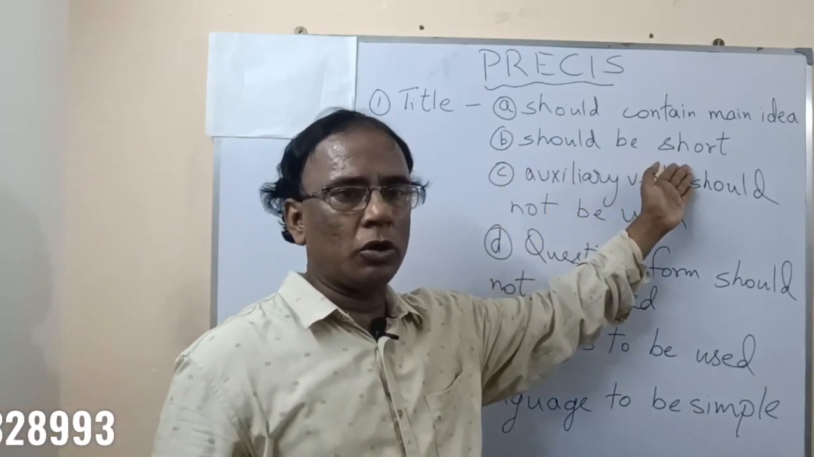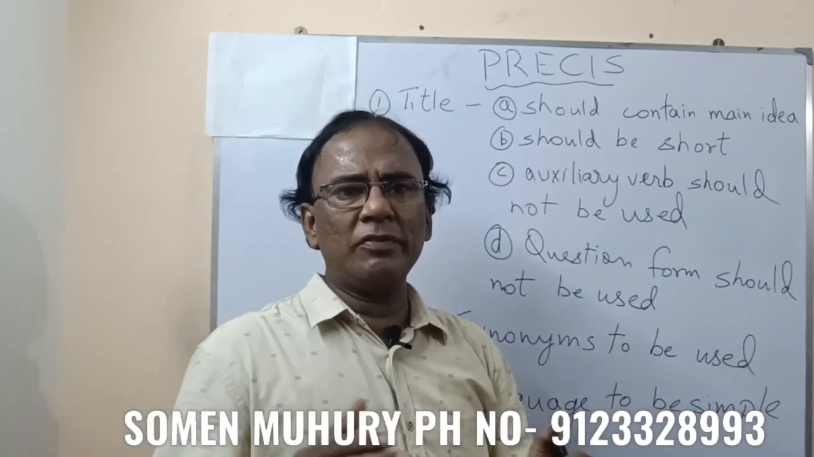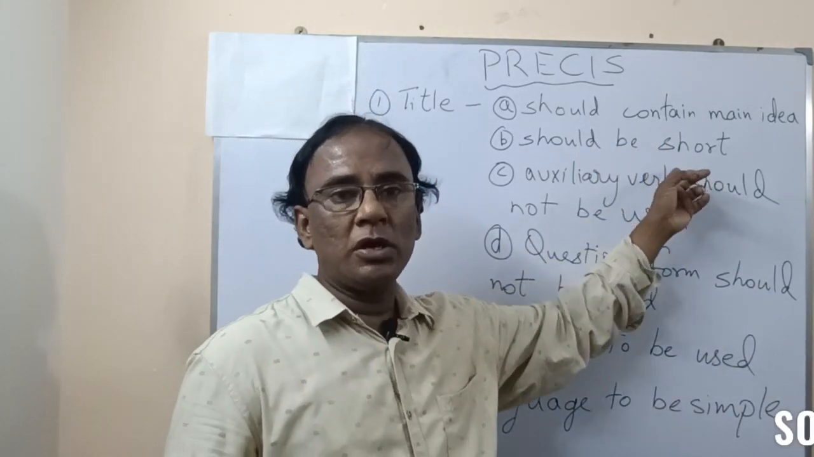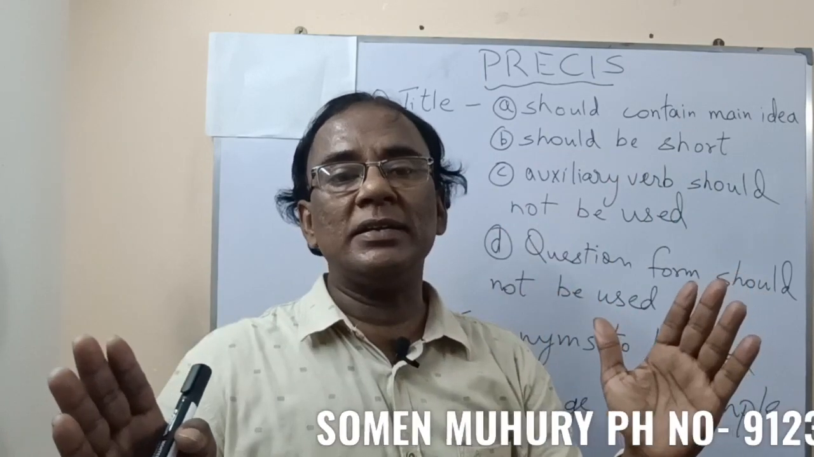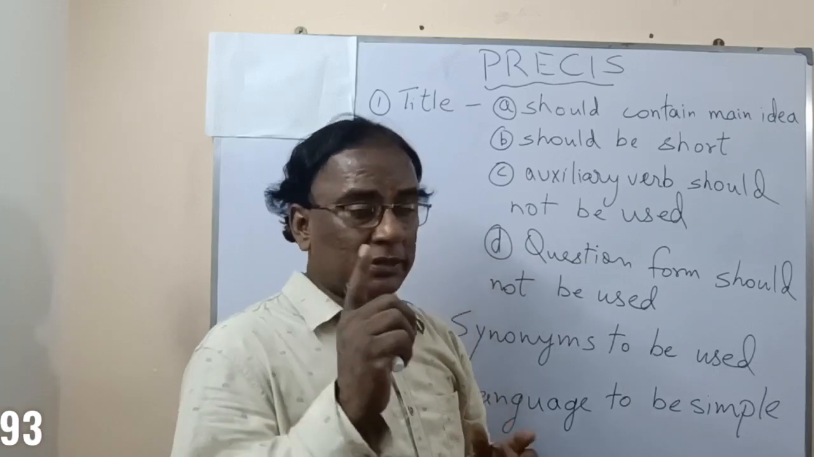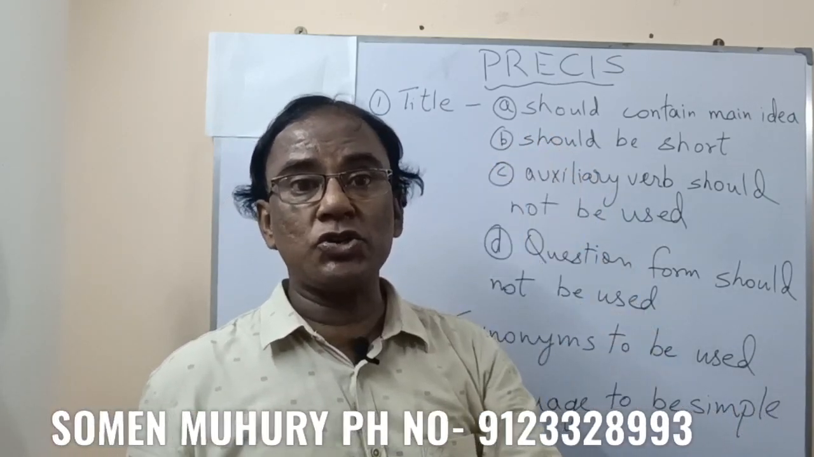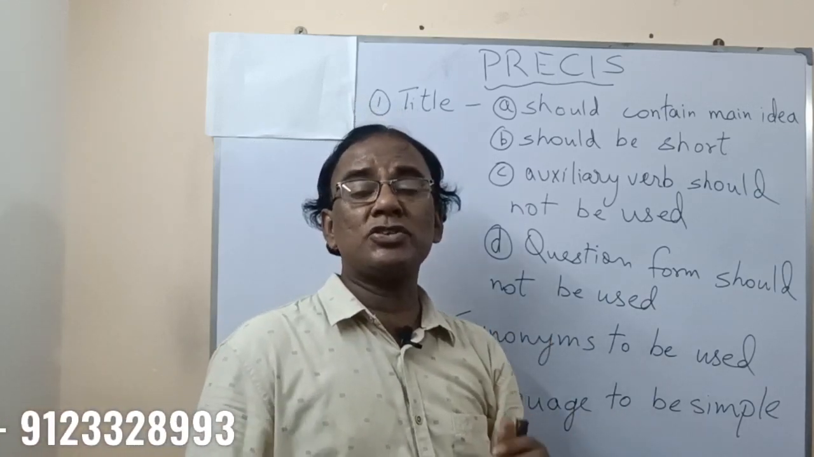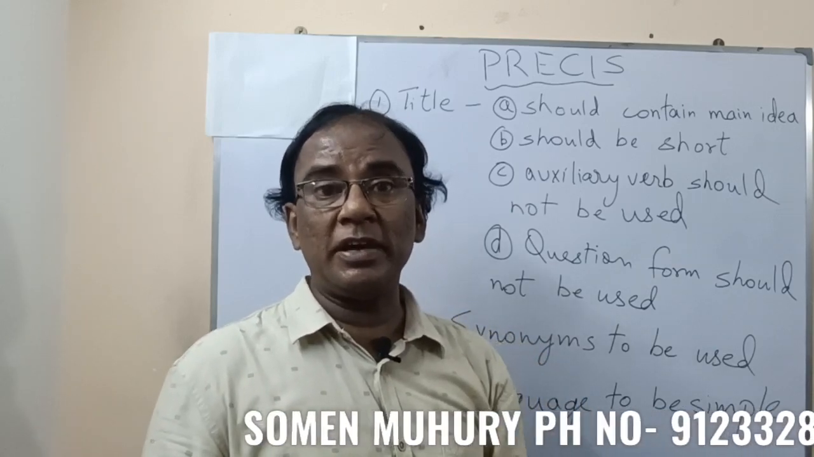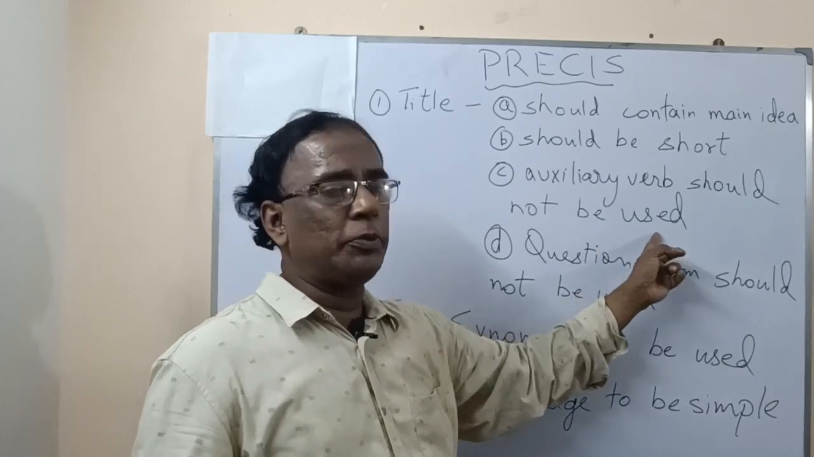Second point, should be short. There is no particular number of words that you have to follow, 4 or 5 or 6, not at all, but the title should be short. It should not be a full sentence. Okay? One other thing, should be short. I have not written that you have to write a short title. You can write a big title. There is no rule as such. But a big title will not be as impressive. Therefore, short title. Third point, auxiliary verb should not be used.